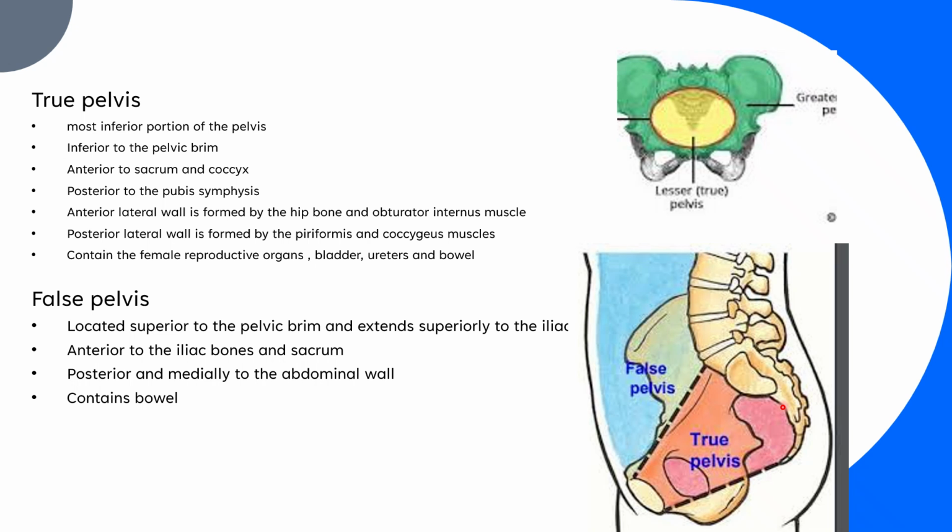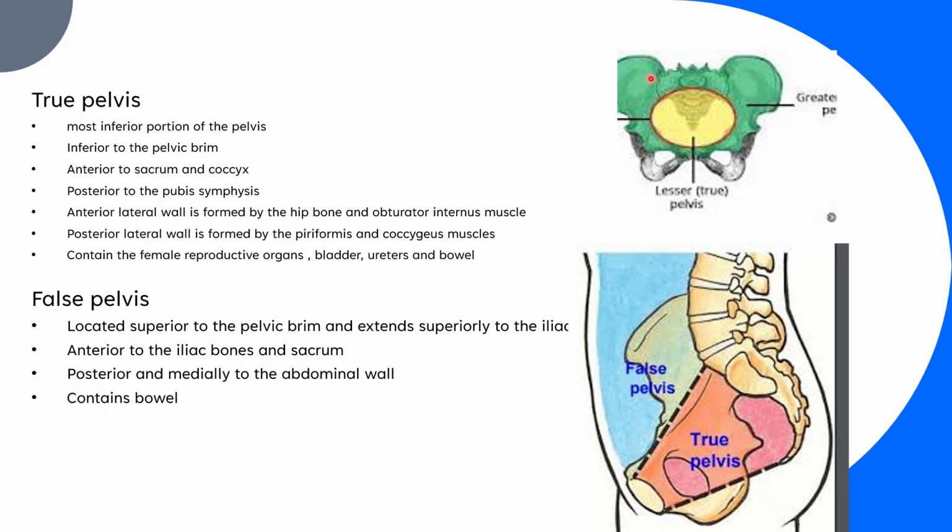Now the false pelvis is going to be anything cranial or superior to there, leading all the way up to this iliac crest here. So again, demarcated by the start of the pelvic brim and then moving cranially until we reach that iliac crest. Now posteriorly, we have iliac bones and the sacrum. And then anterior, we're going to have the abdominal wall.